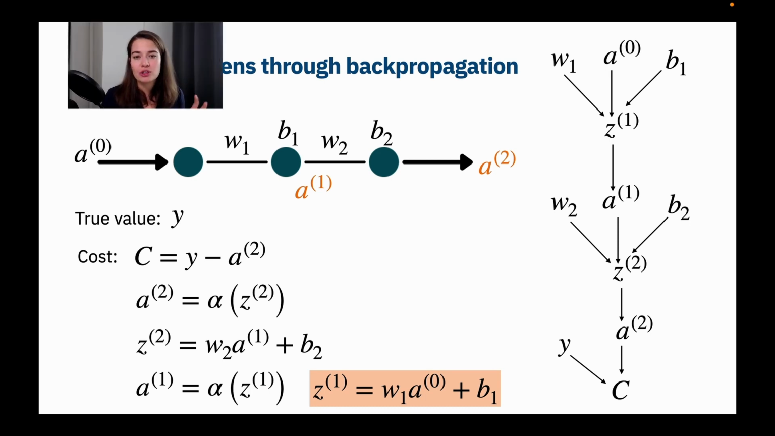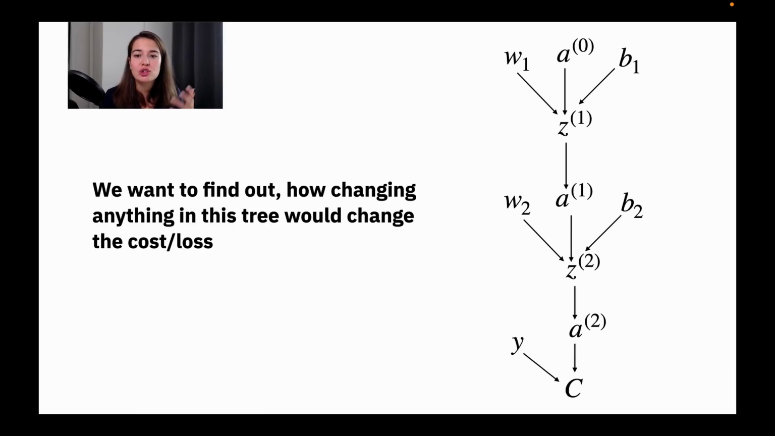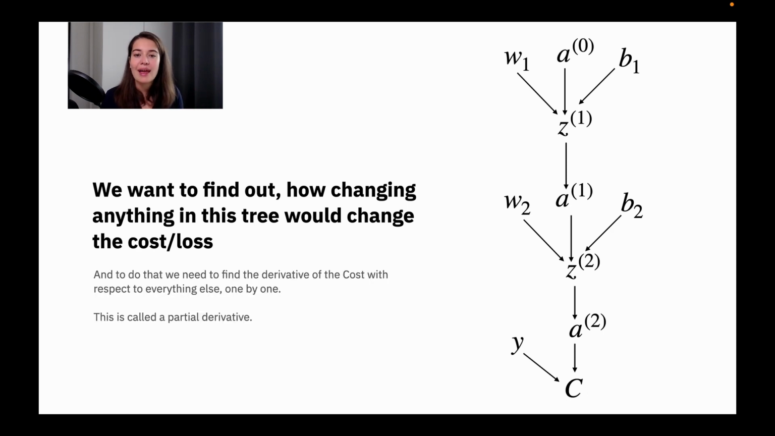So from this point on, what we want to see is how changing any of these parameters in this tree would affect the cost that we're getting at the end. So basically, I want to see if I change this by 2 units, what will happen to the cost? If I lower it by 2 units, 5 units, what will happen to the cost? And luckily, there's a nice and neat way of doing that, and that's called getting the partial derivative of something.